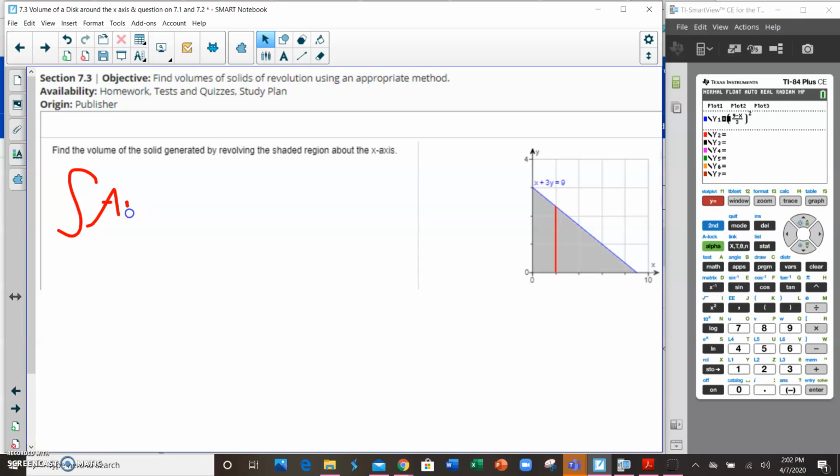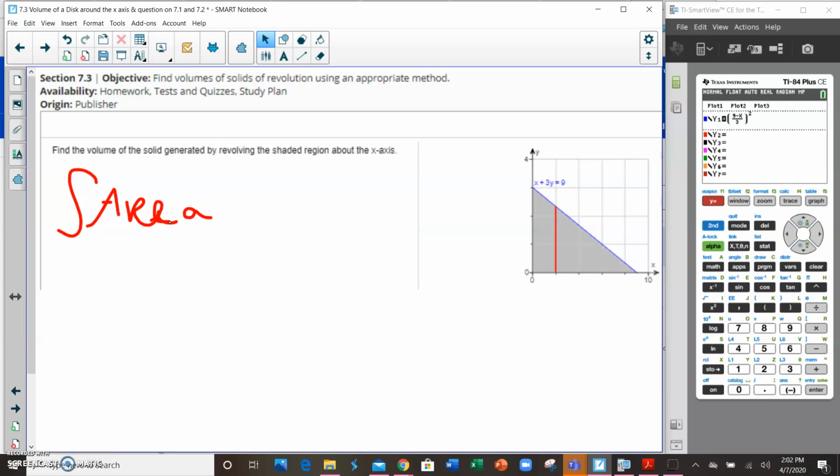So when you integrate area, that is going to give you volume. So how are we going to do that? Well, what does it say? It says find the volume of the solid generated by revolving the shaded area around the x-axis.